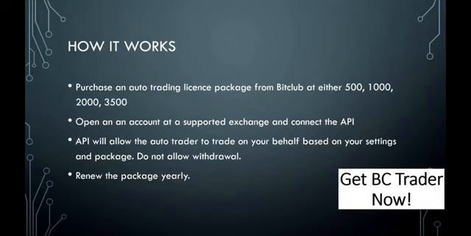All right. So the API will allow the auto trader to trade on your behalf based on your settings in the package. There will be certain limitations. Do not allow withdrawals. There's an option for most exchanges where you can actually click and say no, do not allow withdrawal for this trading bot, which basically means that all the funds are still with you. The funds are not with Bitclub Network. Bitclub Network is just trading on your behalf.